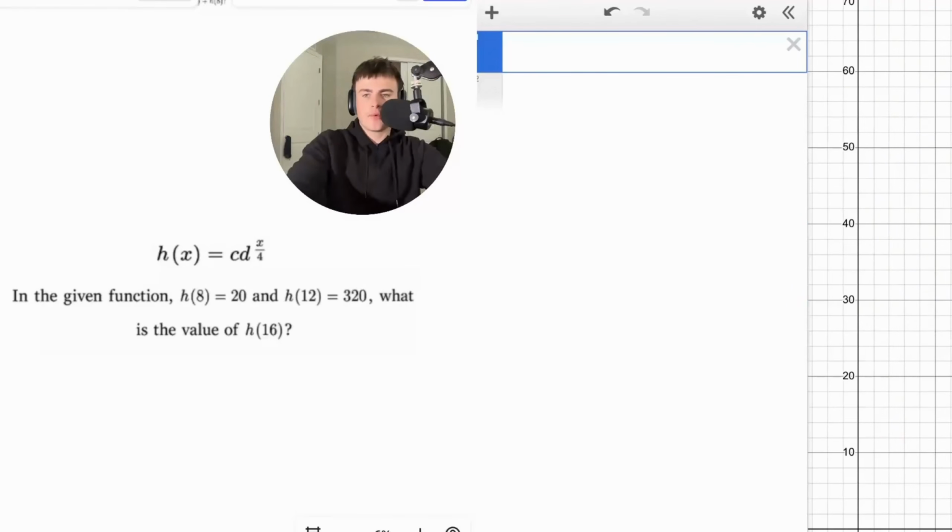Okay, let's do another one just to make sure we have this down. This one, we're given a function that says h of x equals c times d to the x over 4 power. And then we're given 2 points here.